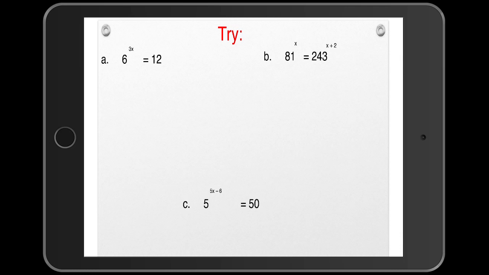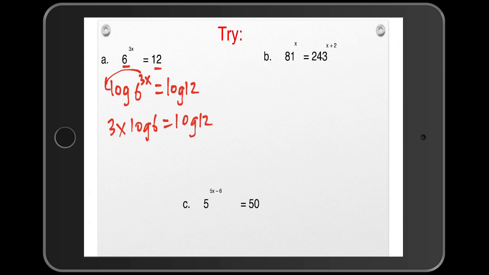Notice that I cannot rewrite 6 or 12 using the base of anything. So I have no choice but to use the first method, which is taking the log. And maybe that's how you can distinguish. So we're taking the log of both sides and then bringing the 3x in the front. So we've got 3x here. And the next thing is dividing by the log of 6. And we have 3x is equal to log of 12 over log of 6.